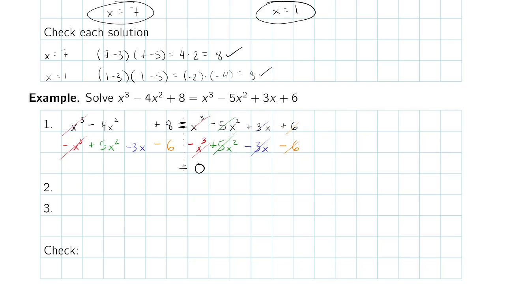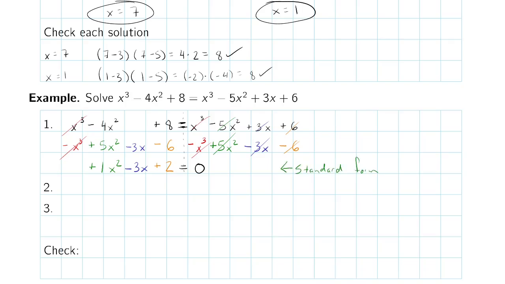Negative 4x squared plus 5x squared, that's going to be plus 1x squared. Nothing minus 3x, that's going to be negative 3x. 8 minus 6, that's going to be 2. Okay, so I've got x squared minus 3x plus 2 equals 0. This is now in standard form.